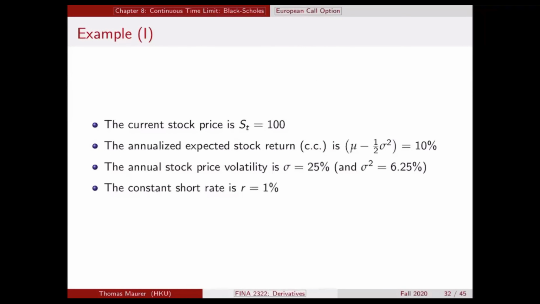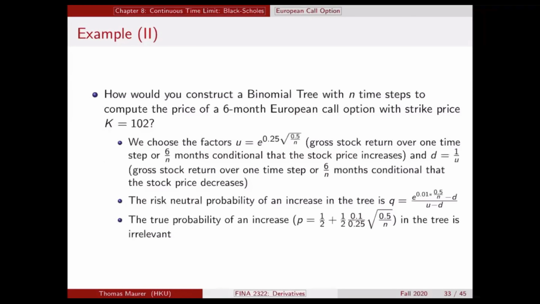Let's look again at our numerical example, and let's show how to construct a binomial tree. So let's say again the price of the underlying asset is $100, the expected return is 10%, the volatility is 25%, the risk-free rate is 1% per year, continuously compounded. Again, we want to look at a European call option with 6 months to maturity and a strike price of $102. And what we're going to construct now is a binomial tree with some n time steps. How do we construct that tree?